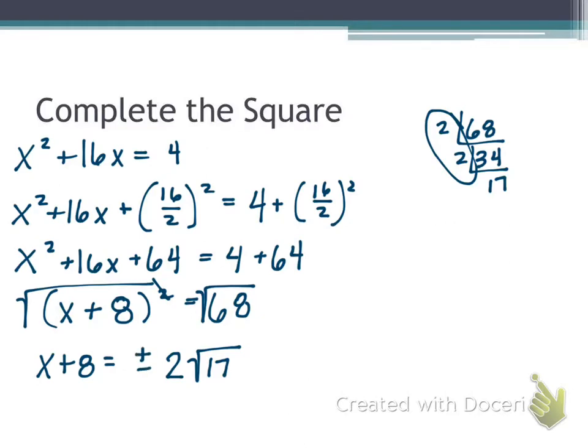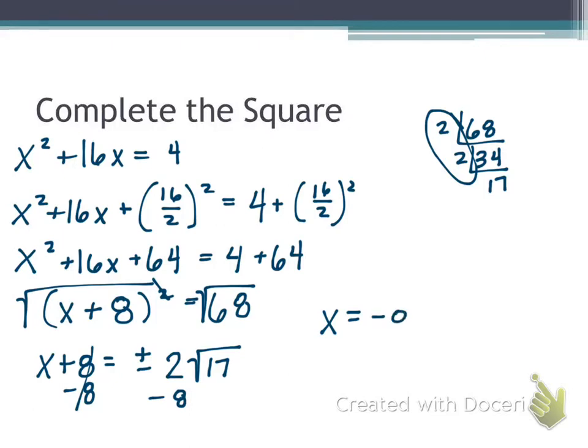Positive, negative. Now, here's the difference between this problem and the one that we've done before. There is no exact answer to 2 times the square root of 17. So I'm not going to break it into problems to solve, because if I subtract 8, am I going to be able to subtract 8 from this term right here? No, because they're not like terms. So it's pointless for me to break it into 2 problems, because I'm not going to be able to go any farther. So I can just write this as one problem that counts as 2 answers.